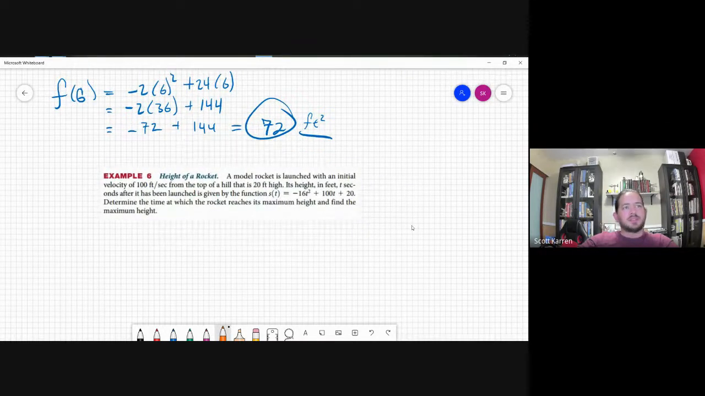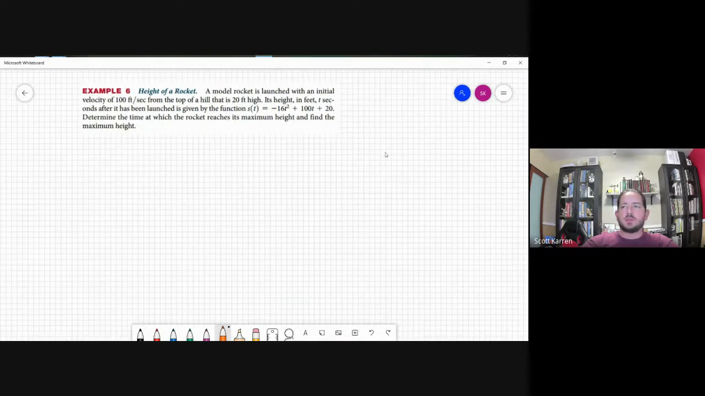A model rocket is launched with an initial velocity of 100 feet per second from the top of a hill that is 20 feet high. Its height in feet, t seconds after it has been launched, is given by this function. S of t equals that. Determine the time at which the rocket reaches its maximum height and find that maximum height.